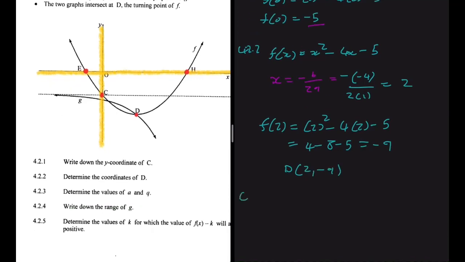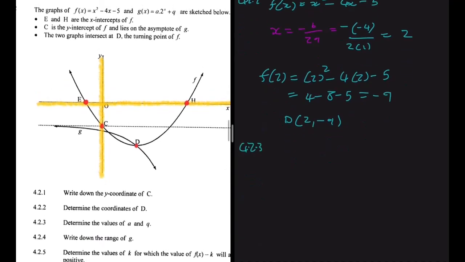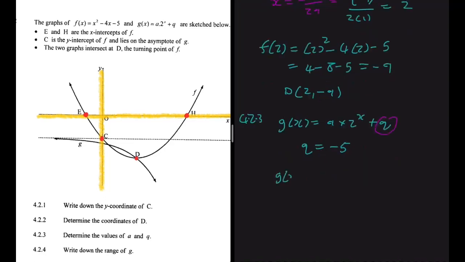Now let's do 4.2.3. We're looking for the values of a and q from our graph g of x. So g of x is equal to a multiplied by 2 to the x plus q. Q is the asymptote of our graph, but we are told that the asymptote of g is at the y-intercept of f. So now we can easily say that q is equal to minus 5. So if q is equal to minus 5, then we have g of x equal to a multiplied by 2 to the x minus 5.